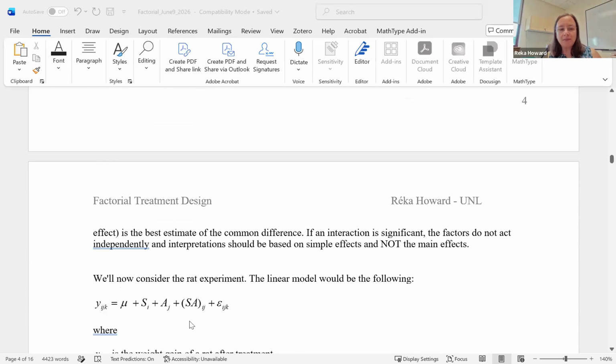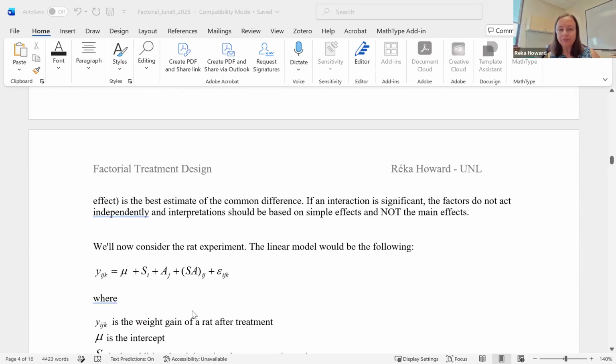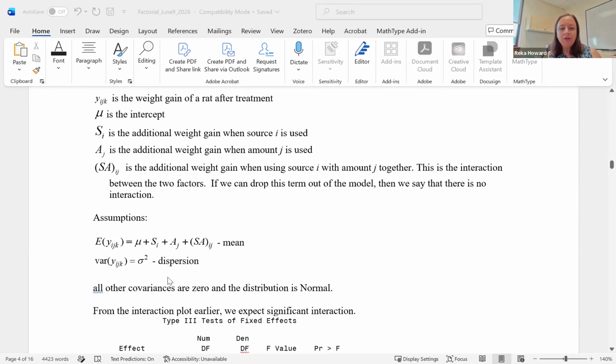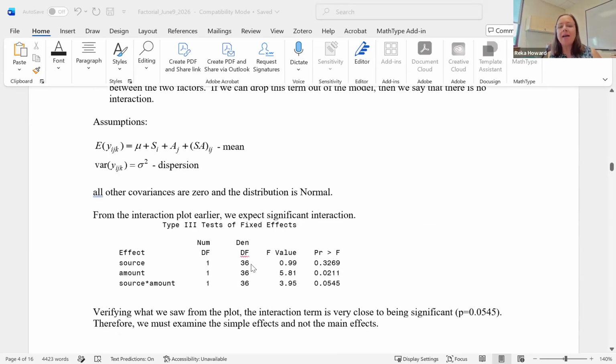This is just seeing how we could write this model. As you can see, now I don't have alpha and beta. I decided to say S for the source and A for the amount. So I have the source effect, the amount effect, and the interaction between the source and the amount for this example. And everything is described there. So this is my output for that example.